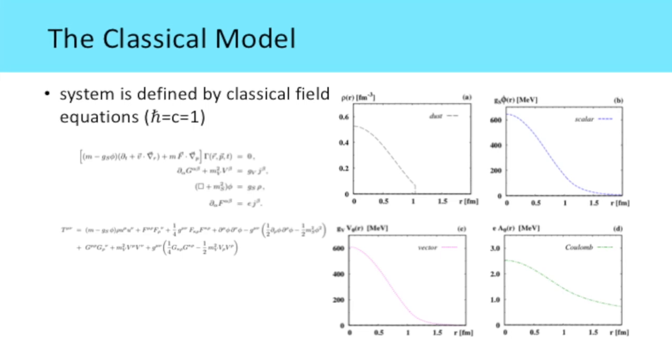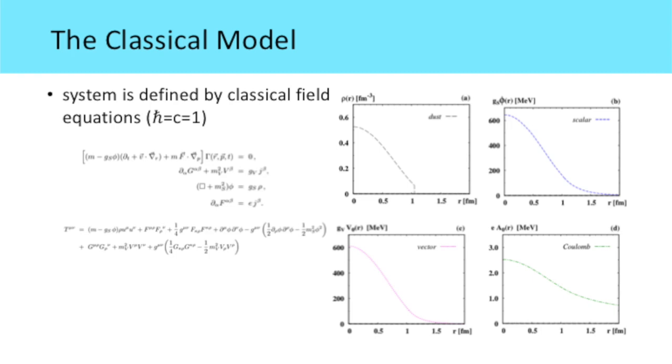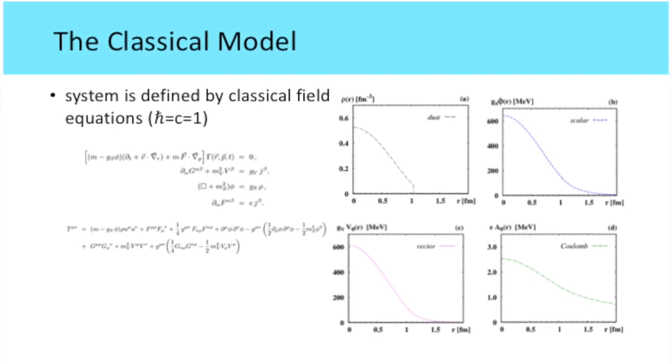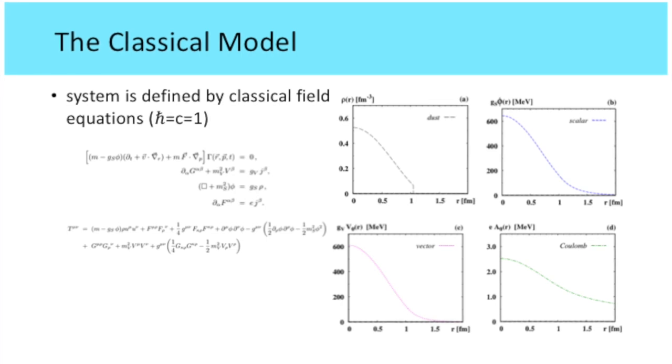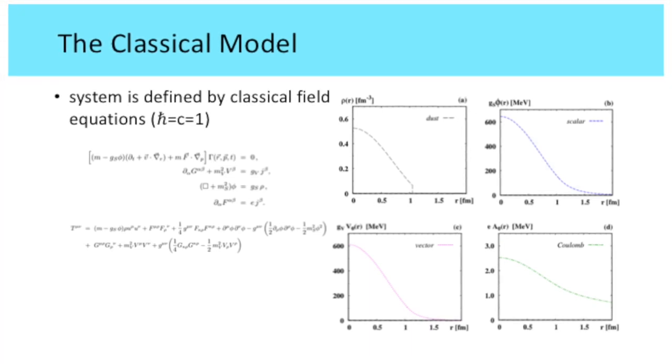The graphs on the right show, respectively, the density of matter, scalar potential, vector potential, and Coulomb potential as functions of r, where the potentials are multiplied by their respective constants. In the density of matter graph, there is a drop at r equals 1.05 femtometers. In this graph, you could see that the Coulomb potential is 2 orders of magnitude smaller than the vector and scalar potentials. This will not be the case at larger r.